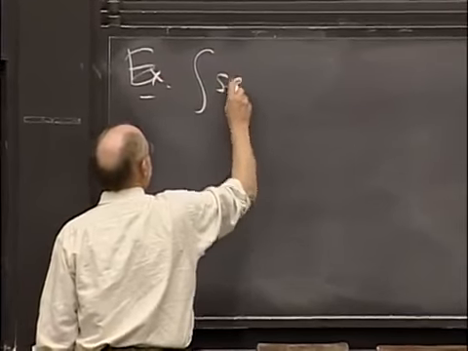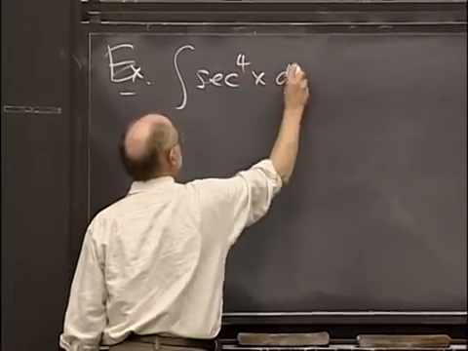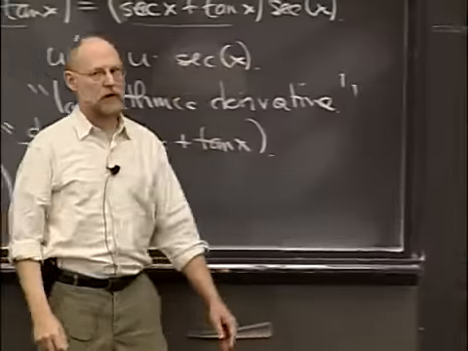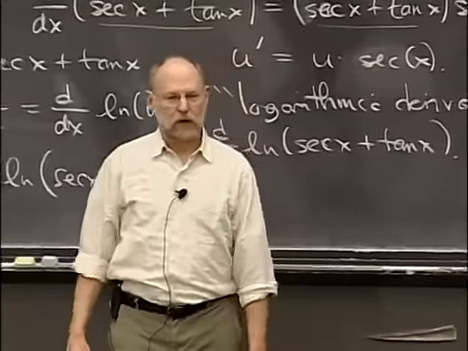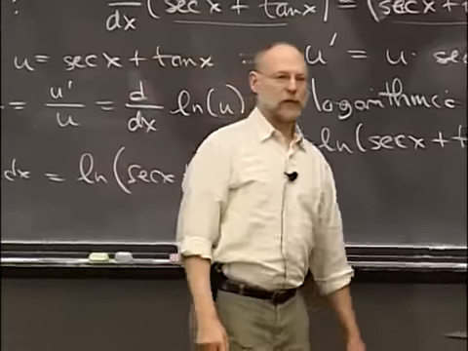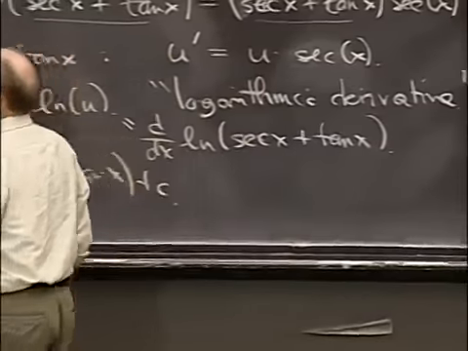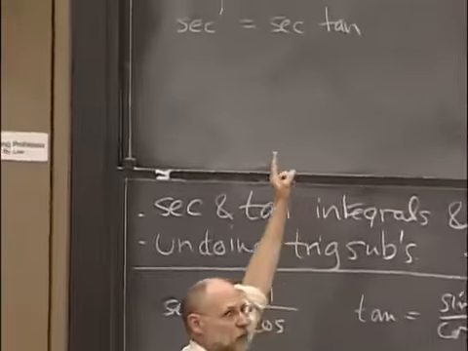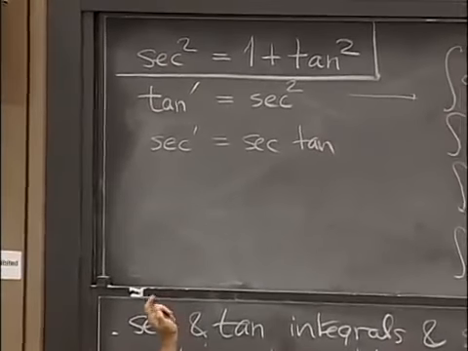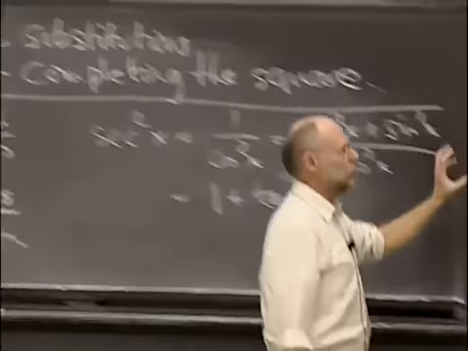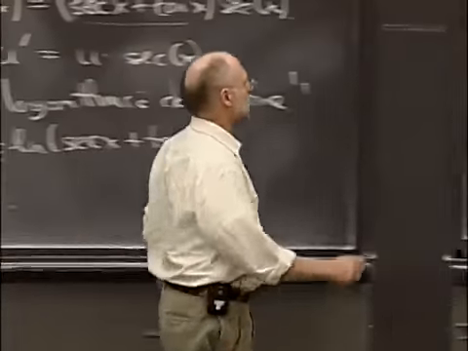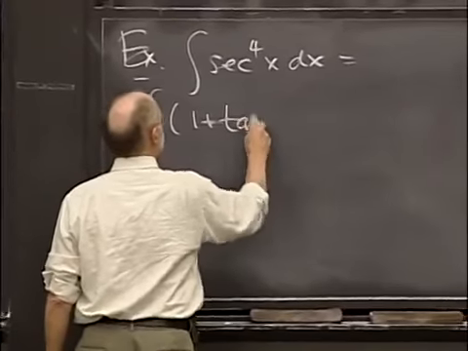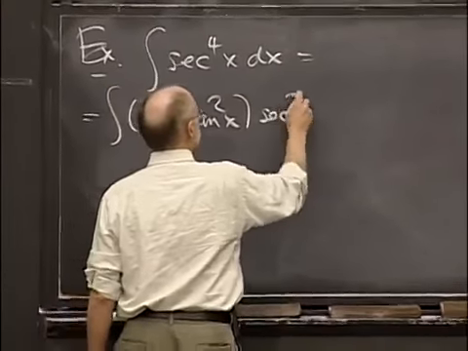For example, let's try to integrate the integral of secant to the fourth of x. Big power of the secant function. Well, there are too many secants there for me, so let's take some away. And I can take them away by using that trig identity, secant squared is 1 plus tangent squared. So I'm going to replace 2 of those secants by 1 plus tangent squared. That leaves me with 2 left over.